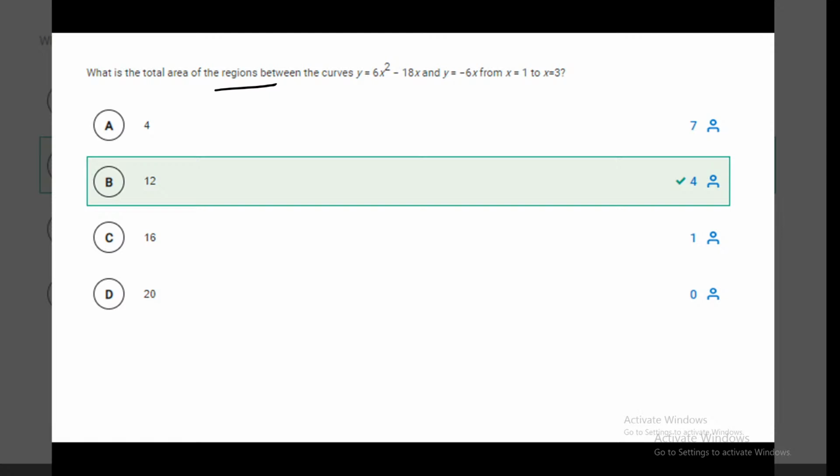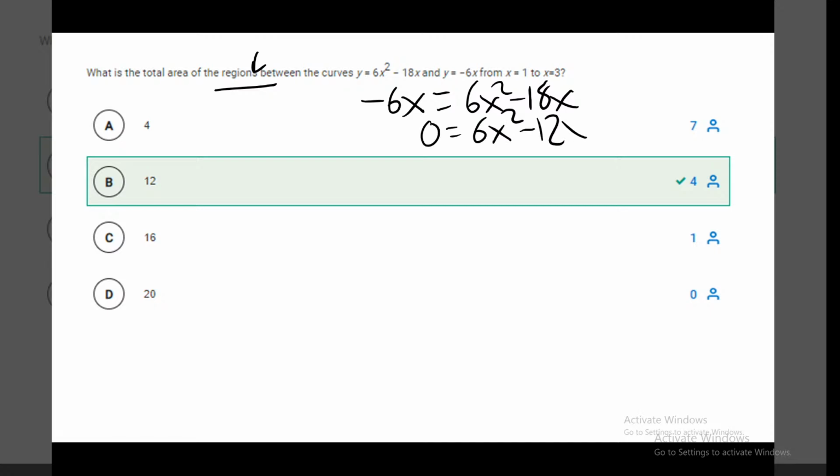So let's pretend you don't have a calculator for this. If you see regions, think that these are going to meet somewhere on that interval, which means I should set negative 6x equal to 6x squared minus 18x and solve for where they meet. If I add 6x to both sides, I get 0 equals 6x squared minus 12x. We factor out a 6x, and we get x minus 2. Oh, 2 and 0. These meet at 2 and 0.